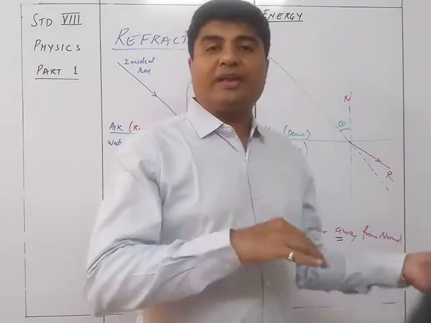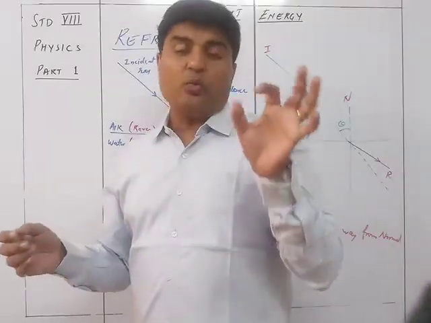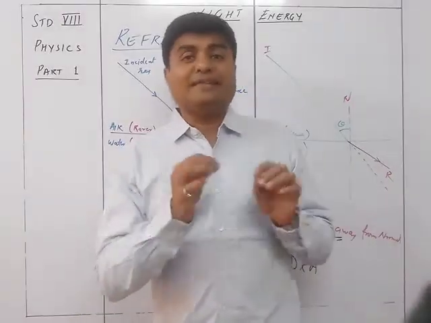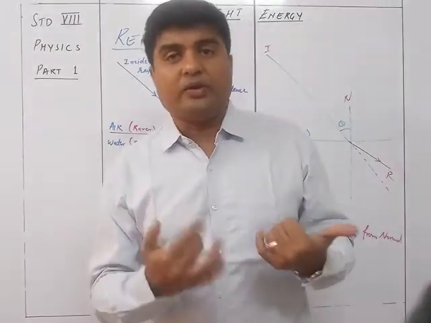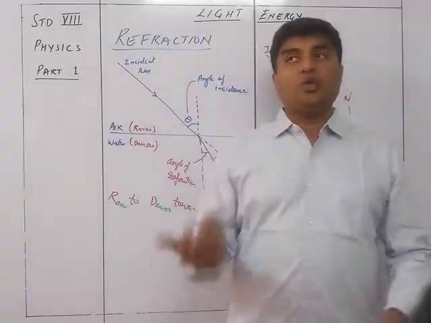So automatically, what will the other one be? Rarer to denser, towards the normal. So this way you know that whenever the ray of light is passing from denser to rarer, what will happen to it? Denser to rarer, automatically it will be away from the normal, and from rarer to denser it will be towards the normal.